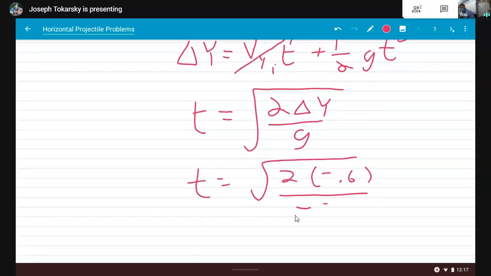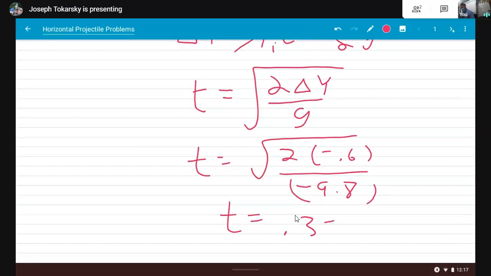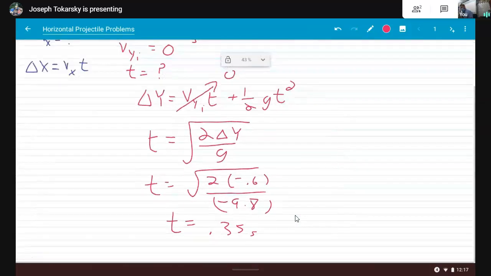Divided by negative 9.8. Run those numbers, and the time it takes for it to reach this vertical position is, let's say, 1.2. Just take the square root, and I'm getting 0.35. Anybody else get that? 0.35 seconds. But again, that's not my final answer. That's just what I need to get my final answer, right?